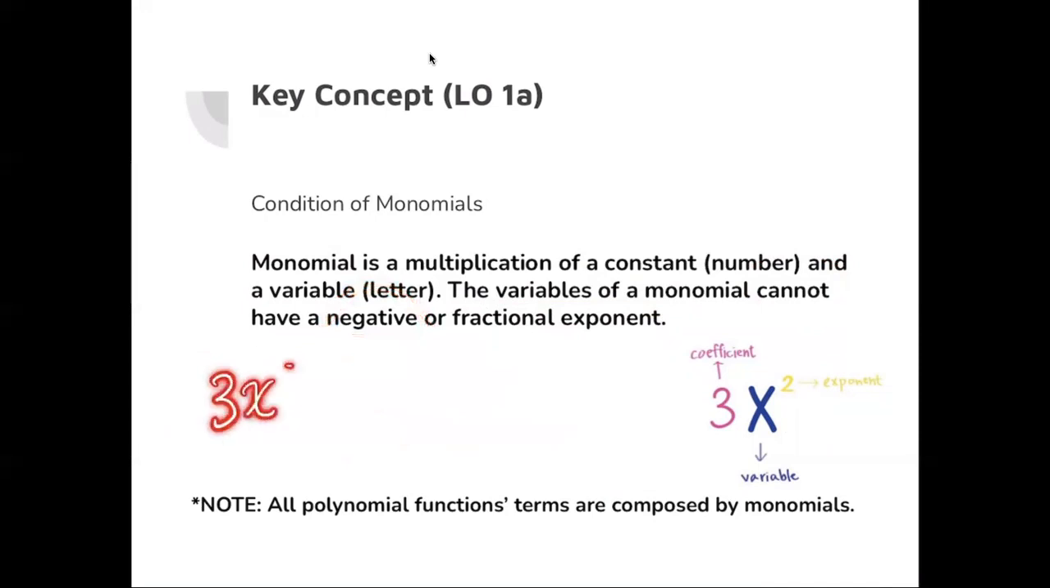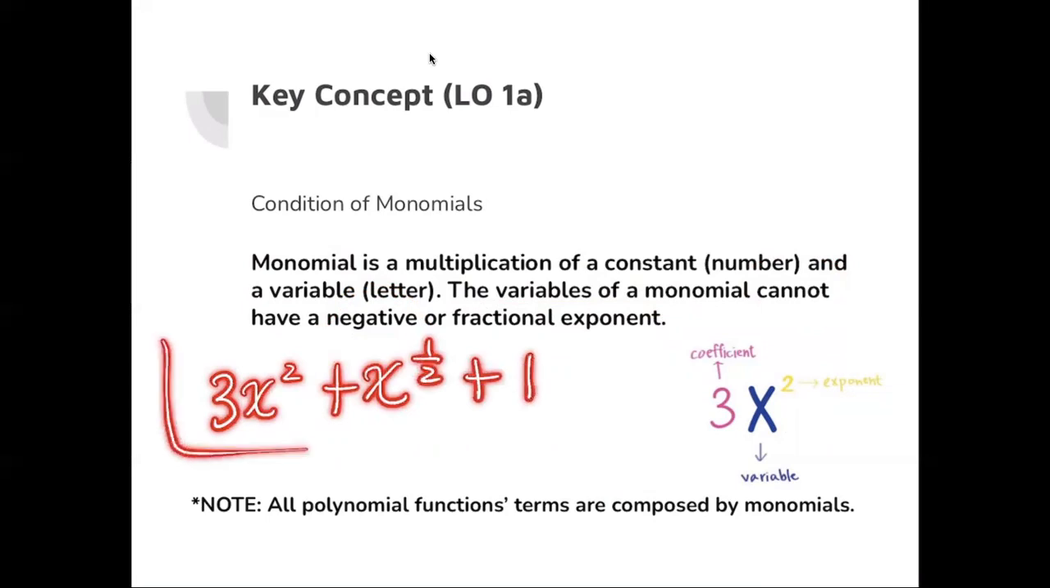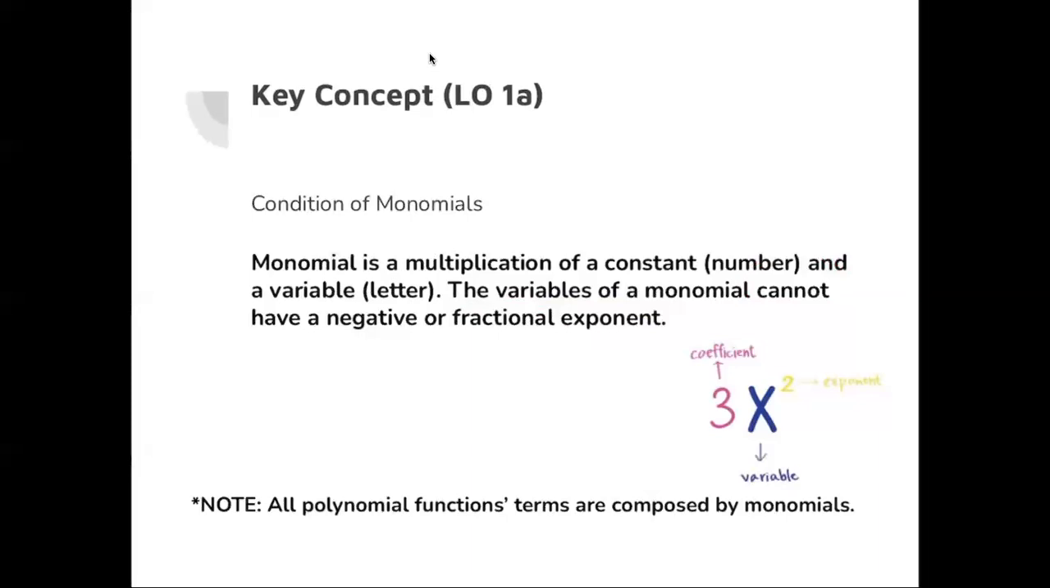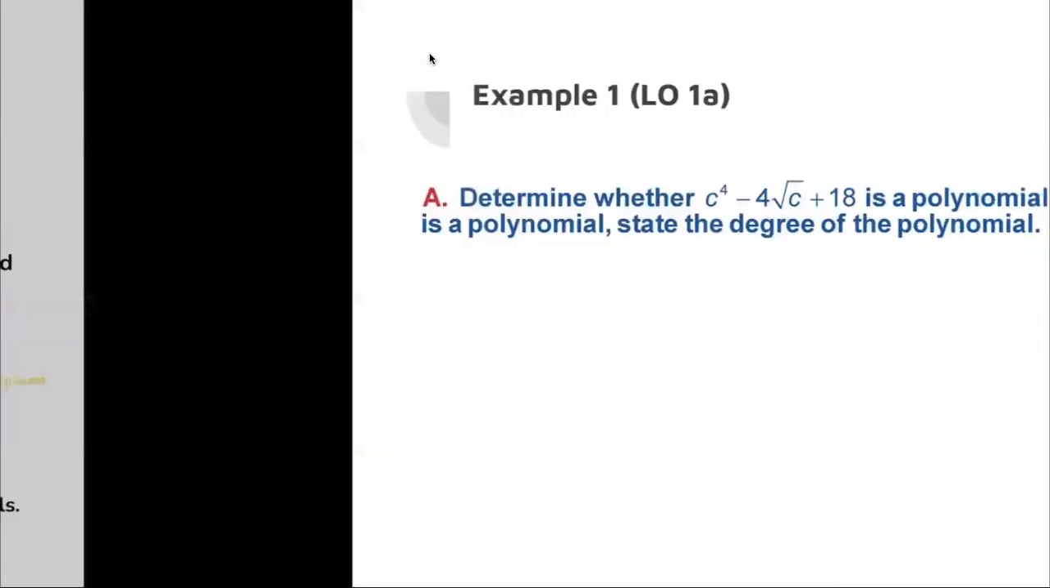Same example, if we have a fraction as an exponent, this is also not a polynomial. When you're writing the reasoning, you should say that this is not a polynomial because the second term is not a monomial due to the fact that it has a fractional exponent. So these are the important conditions that you have to know, that the variable of a monomial can never have a negative or fractional exponent, okay?